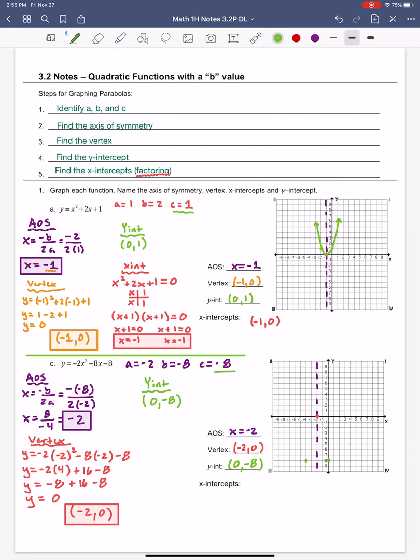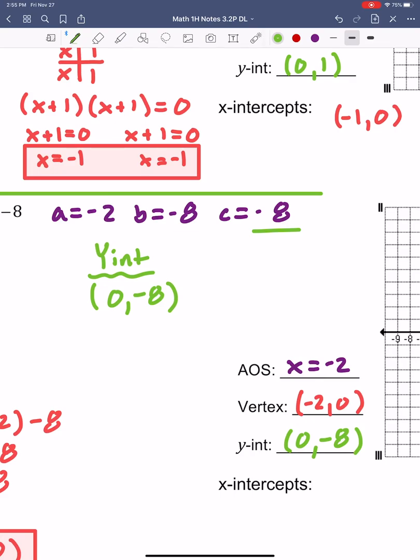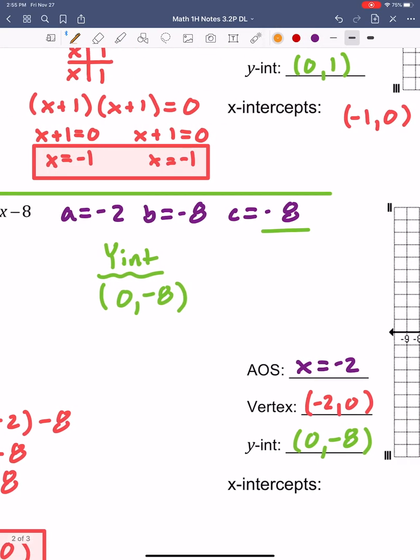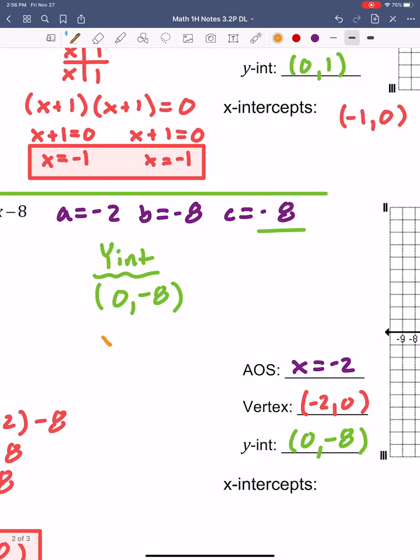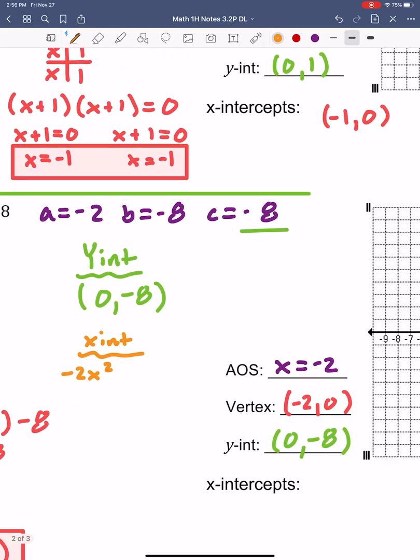And now we're going to go ahead and find the x-intercepts, and remember to do that, we're going to use factoring. So I'll go ahead and set this up. I'm going to take my original equation, which was negative 2x squared minus 8x minus 8.